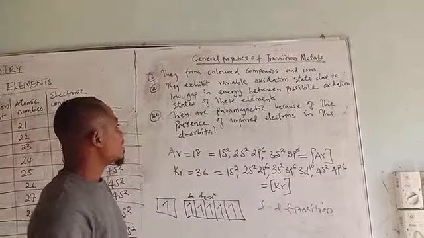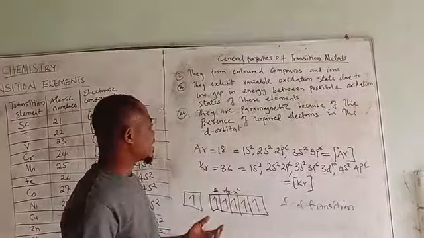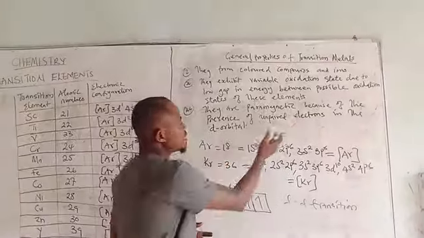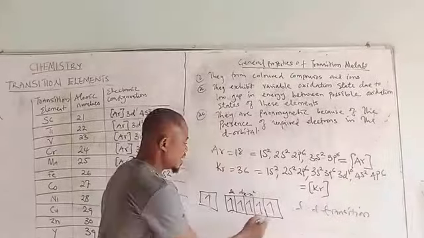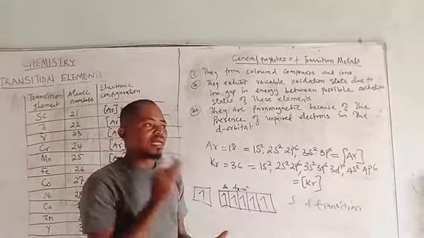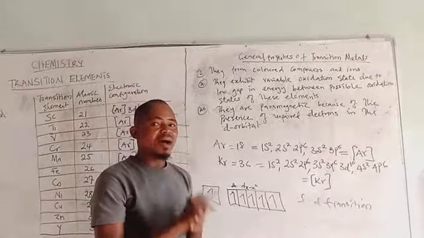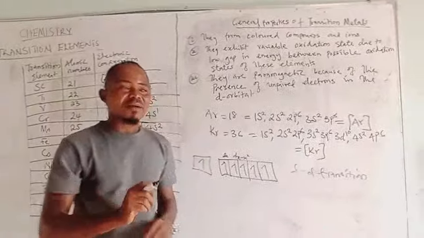Third, they are paramagnetic, because of the presence of unpaired electrons in the d orbital. Almost all these d orbitals have electrons that are unpaired, and that's what makes them paramagnetic. It's the presence of unpaired electrons that makes a substance paramagnetic.